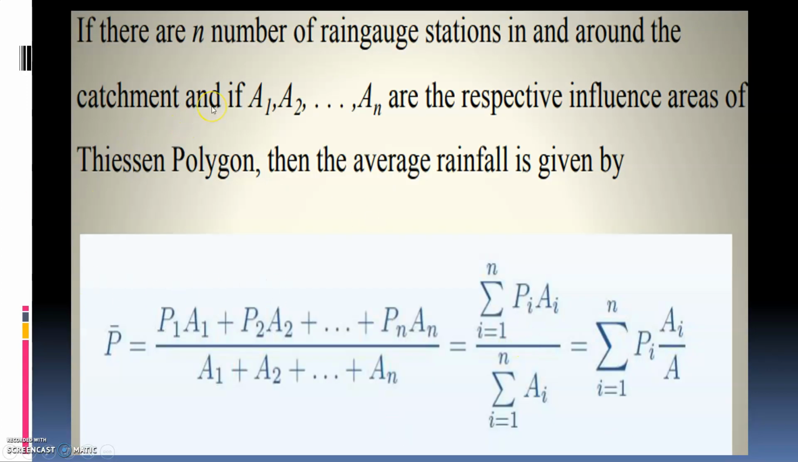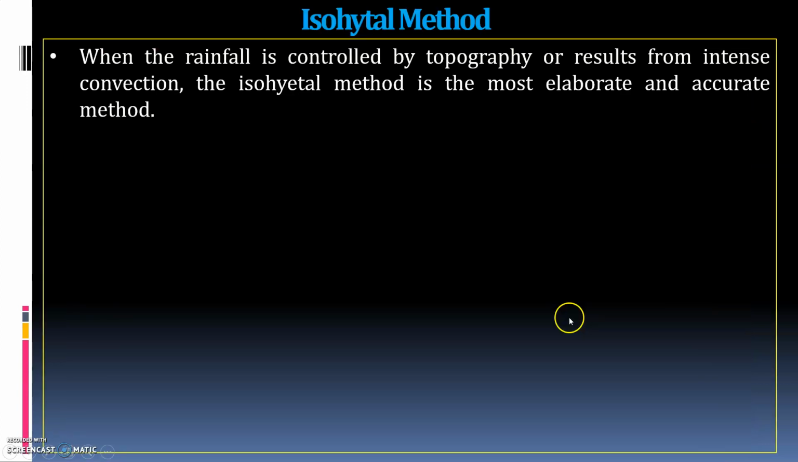Finally, you will get the average rainfall using the equation. This same thing what I have explained, same thing. Okay. So next is the isohyetal method. Here, when the rainfall is controlled by topography or results from intense convection, the isohyetal method is the most elaborate and accurate method.